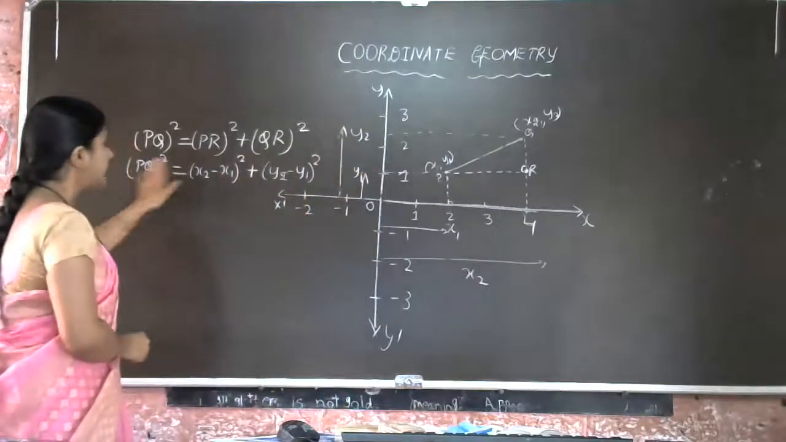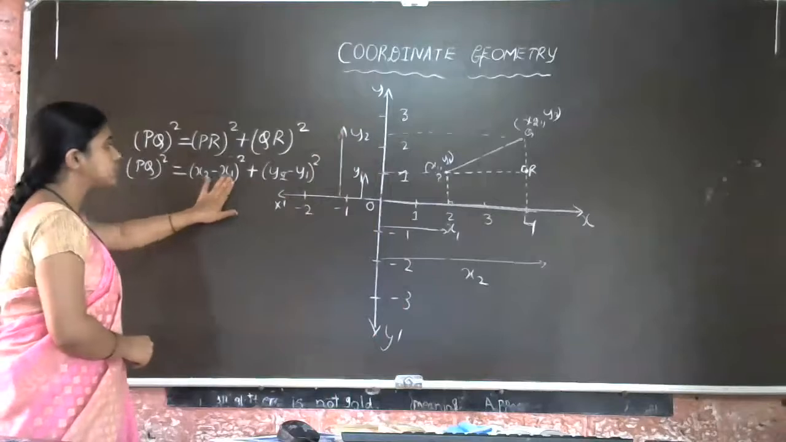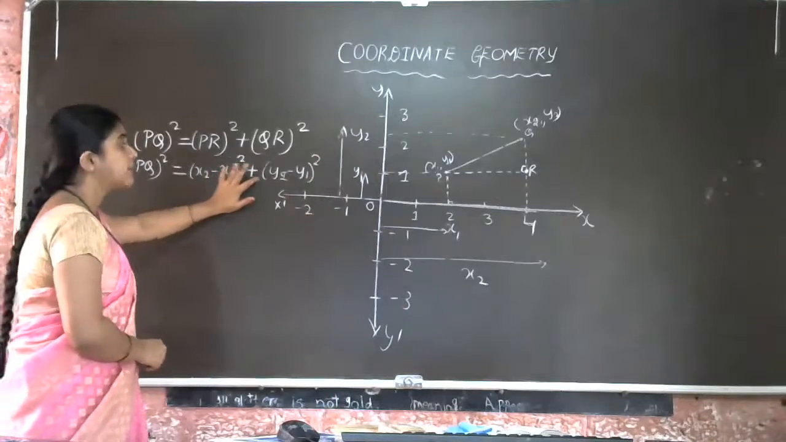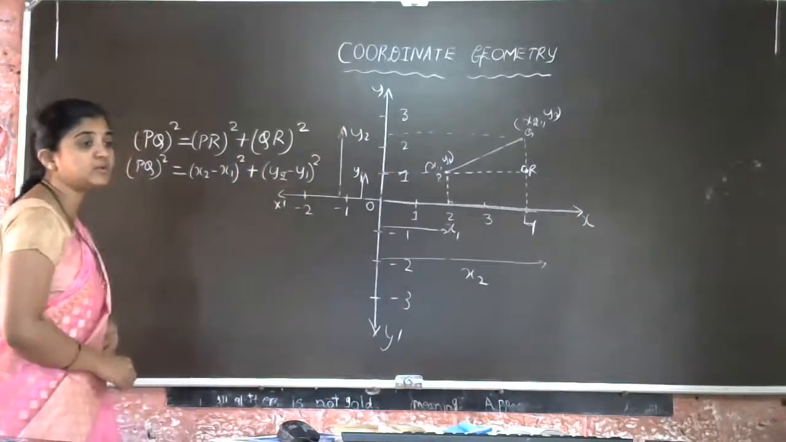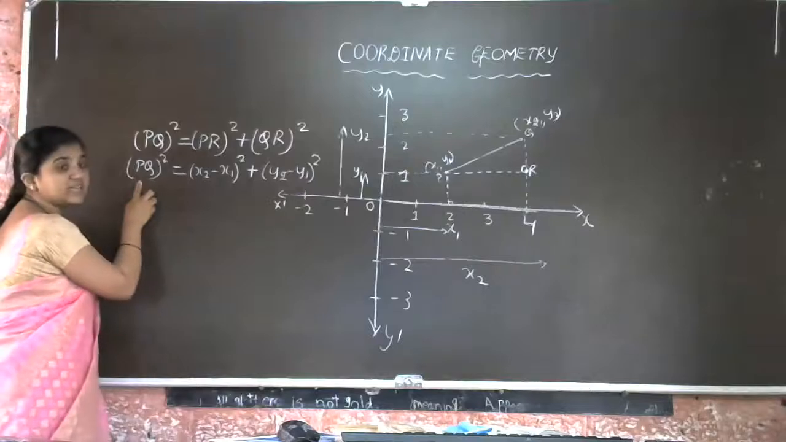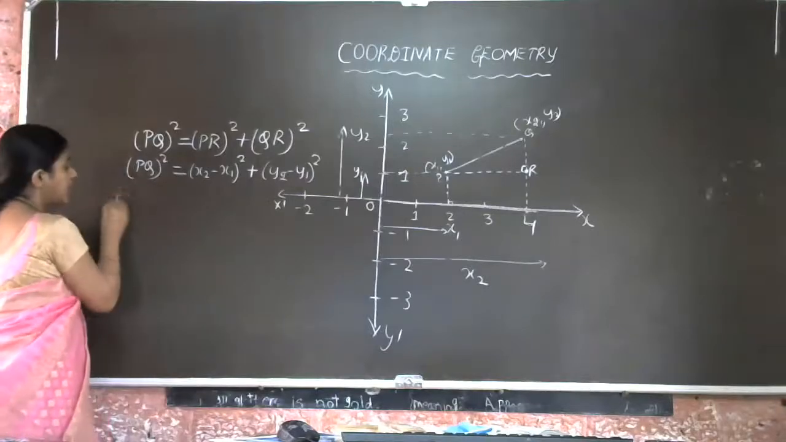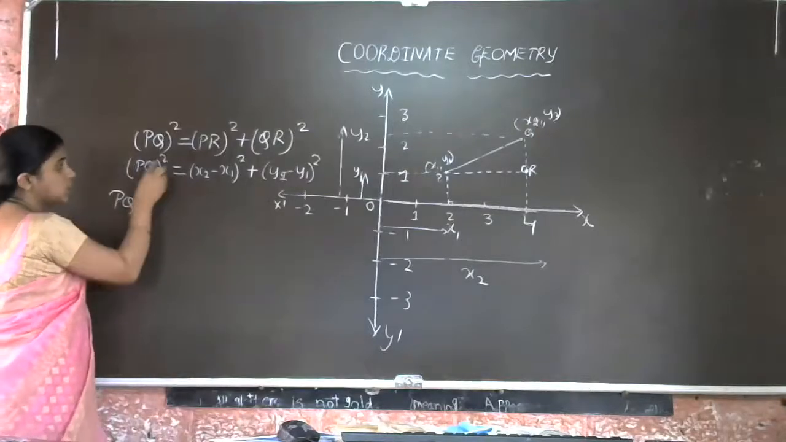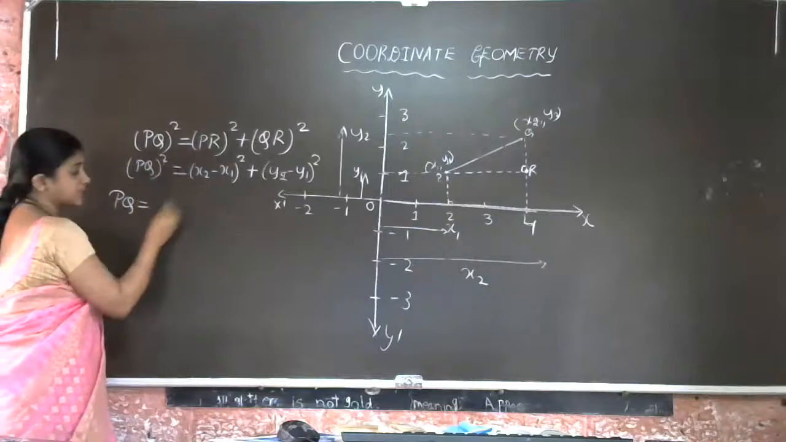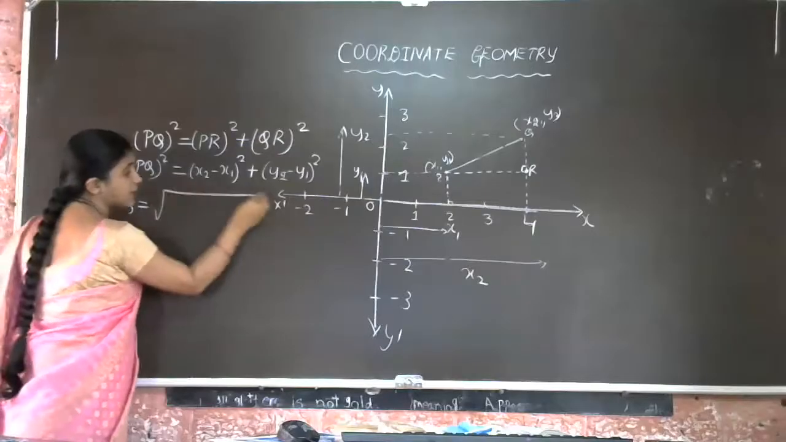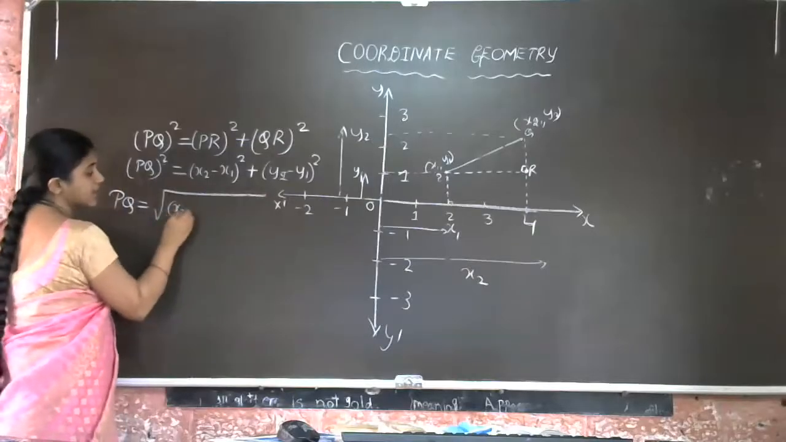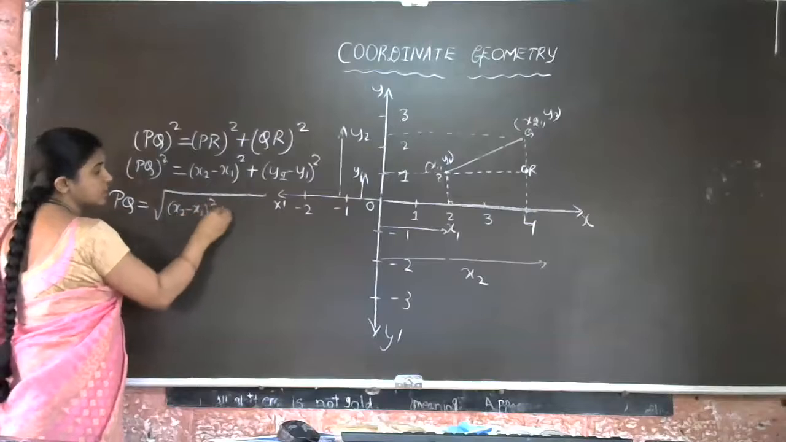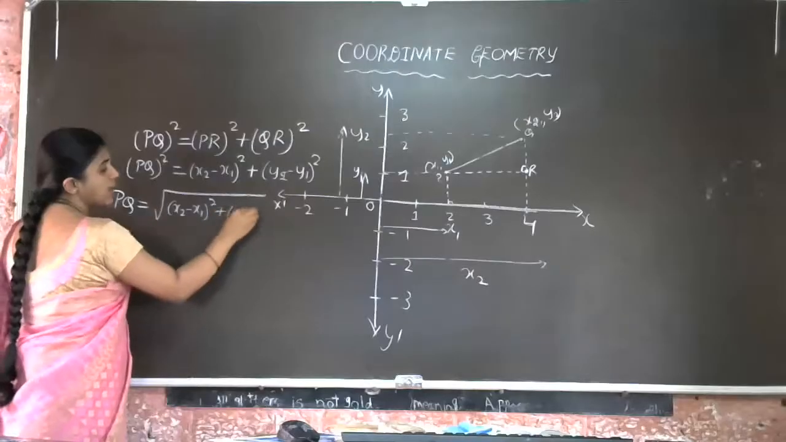See here, PQ square is equal to x2 minus x1 whole square plus y2 minus y1 whole square. Actually, we need the distance of PQ. Now PQ is equal to, the square power will transfer to this side, then square root of what is remaining: x2 minus x1 whole square plus y2 minus y1 whole square.